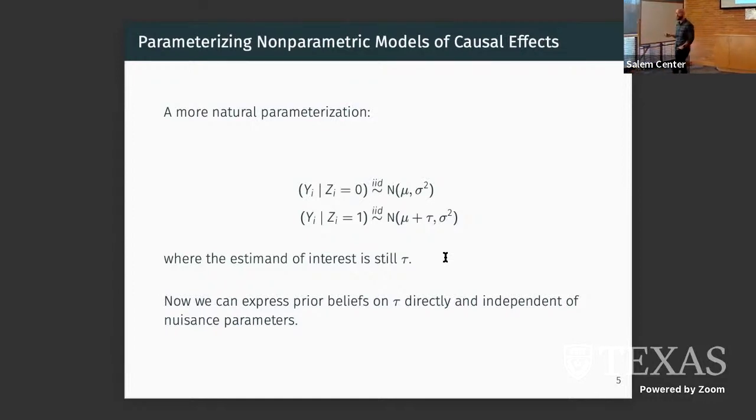I can express my prior beliefs on tau directly. Okay, I don't need to worry about trying to induce a particular prior. And I can do that independent of the nuisance parameters, which usually we would think about this parameter mu as just a nuisance. It's not actually something we're interested in estimating necessarily. It's just something we have to kind of deal with to estimate tau.